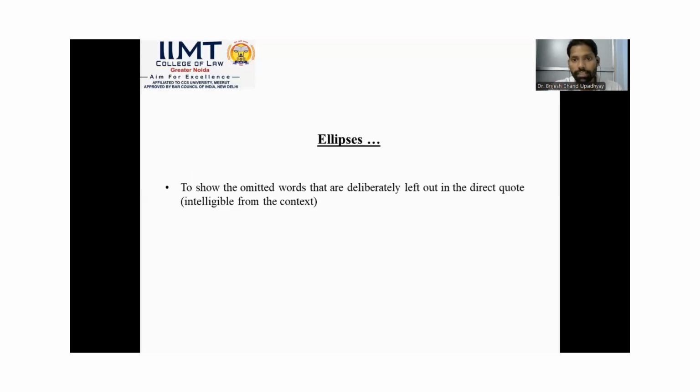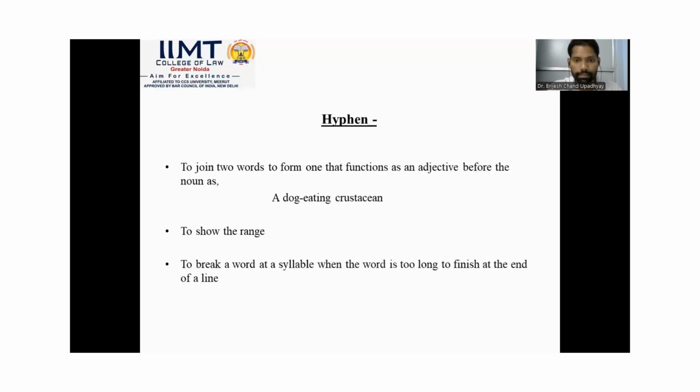Ellipses are just used for deliberate omission of some words because they are clear from the context, so that the writer or the reader or the listener can understand them. So ellipses are used for the context. Hyphen, which is very important.